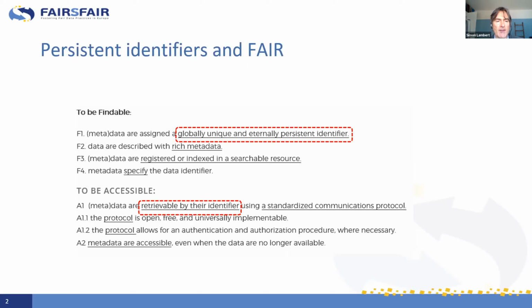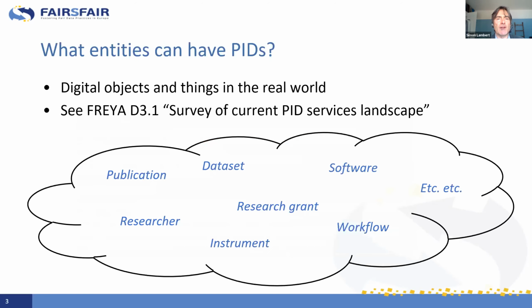Identifiers appear as well in the other criteria for FAIR, although maybe not so explicitly, but nonetheless persistent identifiers are absolutely fundamental to the enabling of FAIR data. However, having said that, there are many other things that can have persistent identifiers apart from data sets or metadata, and these things can be either digital objects or they can be things in the real world. So they can be even people, researchers, they can be research grants or scientific instruments. They can be software as a digital object.